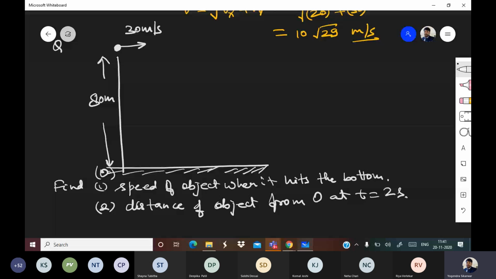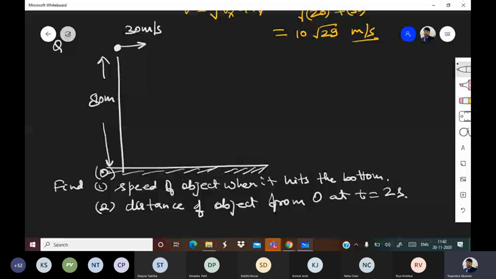Samarth is saying 50 meter per second. Now Shane is saying 50 meter per second. Suhas is saying 20 root 5. It was a typo. Such typos cost you entire year. Okay. Pay attention, everyone.